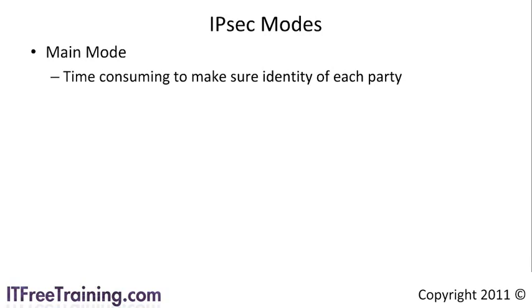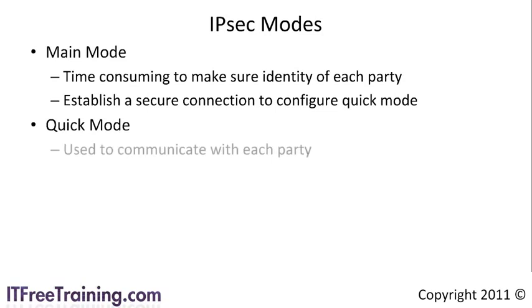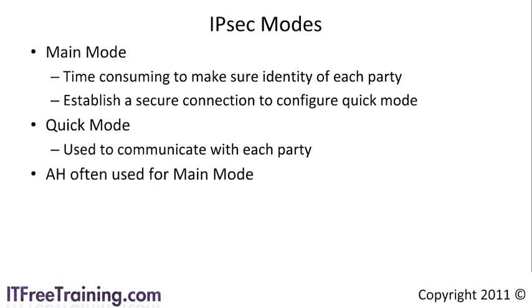Once both parties are verified, main mode is used to establish a secure connection between the two parties to help configure quick mode. Keys for quick mode can be transferred to each party using main mode. Since the setup for quick mode is secure, faster algorithms and smaller keys can be used. You will also notice that communication is performed in quick mode and not in main mode. For this reason, often AH is used for main mode if it is used at all.